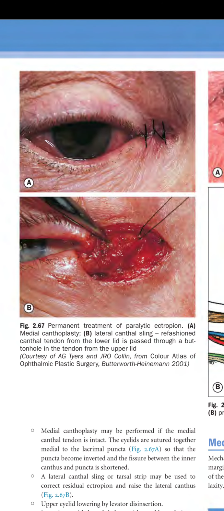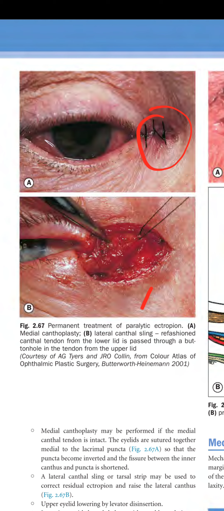So this is showing the permanent treatment of paralytic ectropion. A is showing the medial canthoplasty. B is showing the lateral canthal sling, where a refashioned canthal tendon from the lower lid is passed through a buttonhole in the tendon from the upper lid. I will explain this.